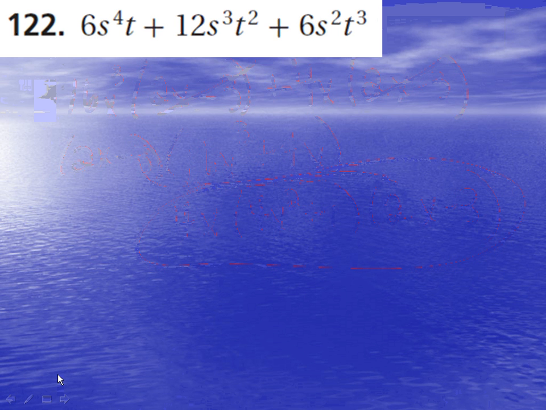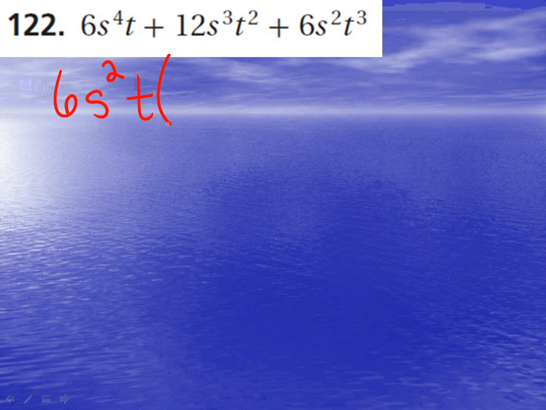Number 122, I notice these also have a greatest common factor of a 6, an s squared, and a t. All right, let's do some subtracting while we work on this. 4 take away 2 is s squared. We already have the t. 6 times 2 is 12. Here's an s to the third and an s squared. That leaves me with an s. The t squared and the t, I have a t left.